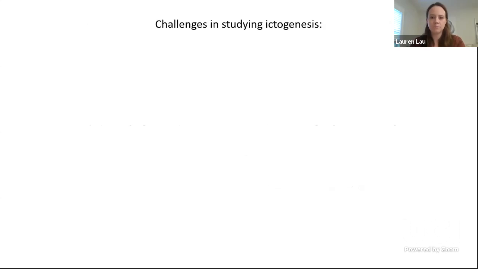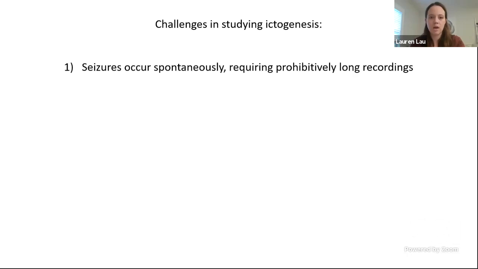And this has been challenging to study for a number of reasons. The first is that by definition, seizures are spontaneous. Particularly because we are focusing on the initiation phase of seizures, we don't want to be evoking them with chemoconvulsants or by altering the extracellular ions. So we want to look only at spontaneous seizures, and to capture those, you need very long recordings, which can be challenging for technical and practical reasons.